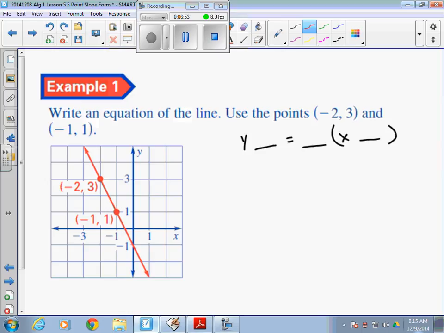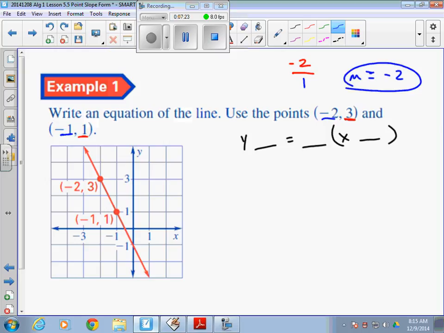We'll do that. Y sub 2, negative 1, minus y sub 1, 3, will be negative 2, over x sub 2, negative 1, minus a negative 2, means plus 2. Negative 1 plus 2 is going to be 1. So your slope, when you find it using those 2 points, is negative 2. So we're going to use that as our slope, negative 2.